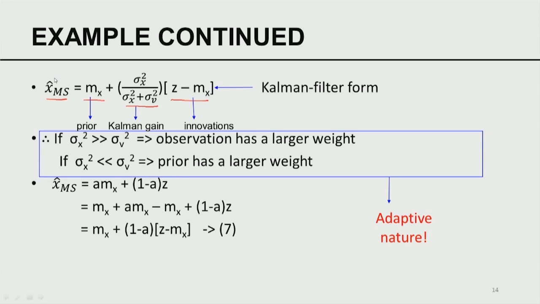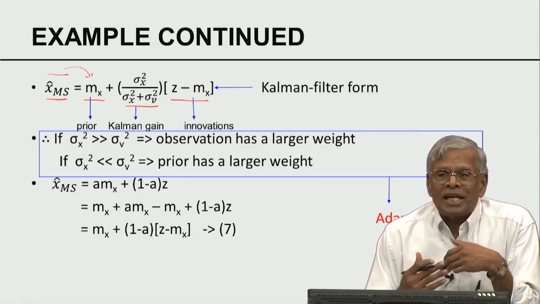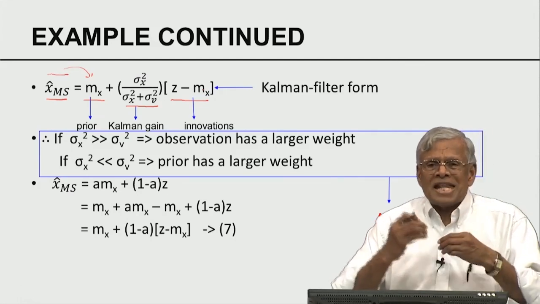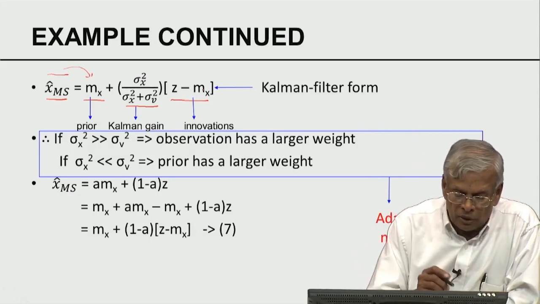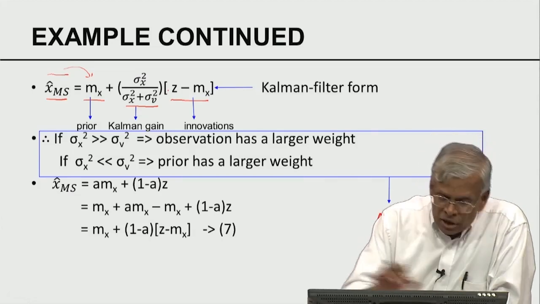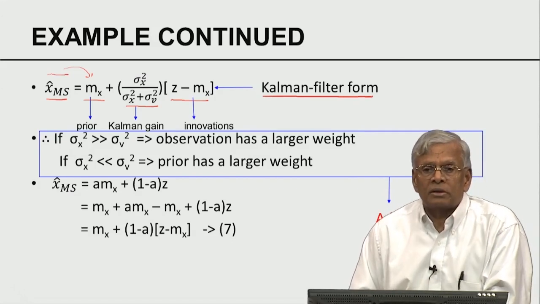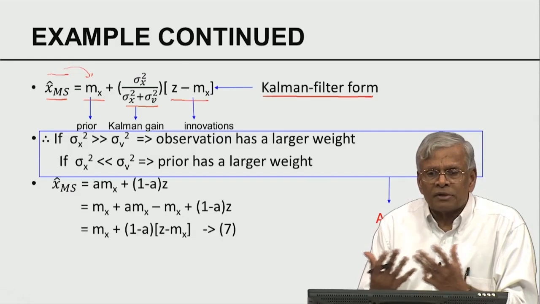The Bayesian estimate is a very beautiful structure and interpretation. The Bayesian estimate is equal to the prior plus z minus mx. Mx is the mean, z is the new information. So z minus mx gives me what's called innovation. Innovation is the information in excess of what I already knew. So the new estimate is equal to prior plus a constant times the innovation. This is the form that underlies the well-known Kalman filter. So you can readily see the form of a Kalman filter coming in here.